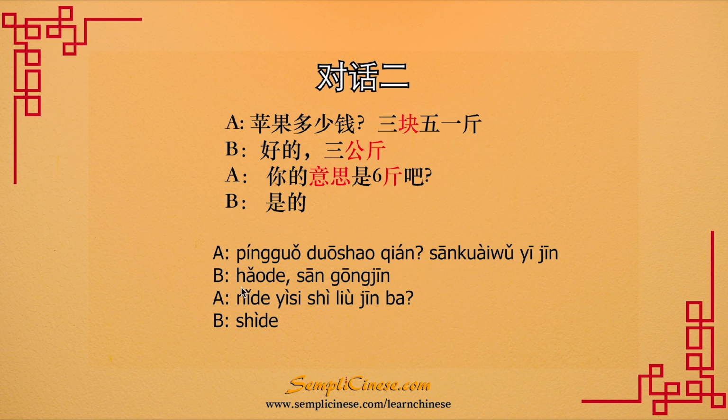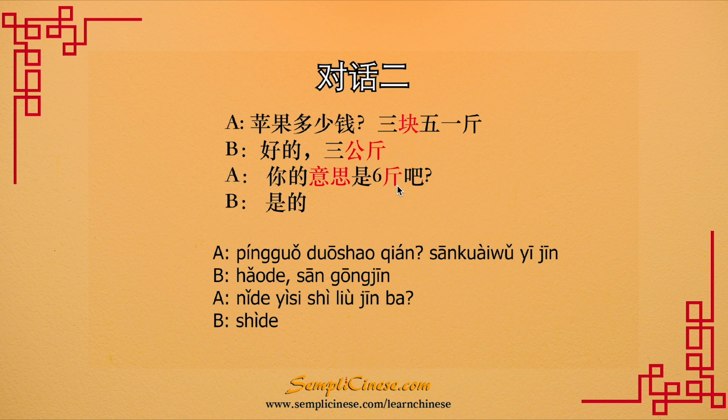And the guy says, okay, 好的3公斤. So he orders 3 gongjin, which means kilos. So 3 kilos. And she says, 你的意思, your meaning. So your meaning is 6 jin, so 6 half kilos. And he says, yes, that's right.